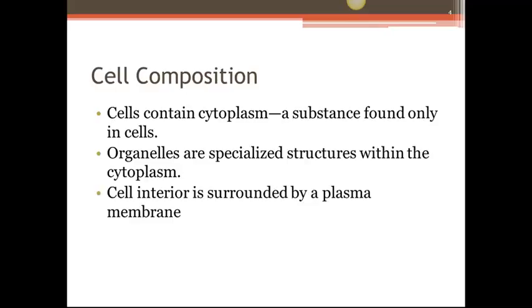Cell composition. Cells contain cytoplasm, a substance found only in cells. It differs from interstitial fluid, which is the tissue fluid that bathes every cell in the body. Organelles are specialized structures within the cytoplasm. The cell interior is surrounded by a plasma membrane, which encloses all of the cytoplasm of the cell.